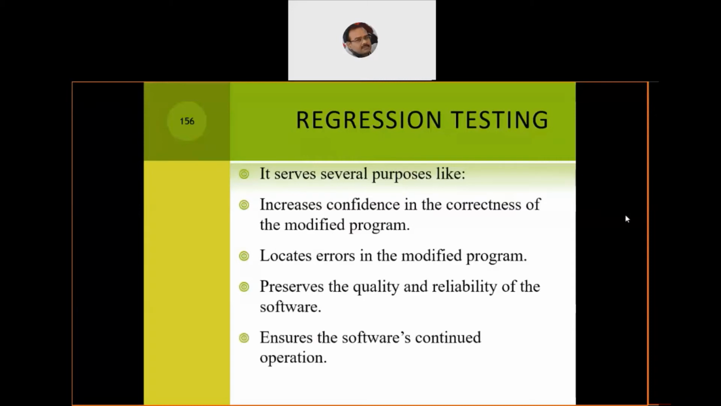Ensures the software's continued operation is there. Because you have corrected the mistake, you have identified the flaw, you have removed it, and then again the software's continued operation will go on. So the software maintenance activity will resume and then it will go on for years to come.